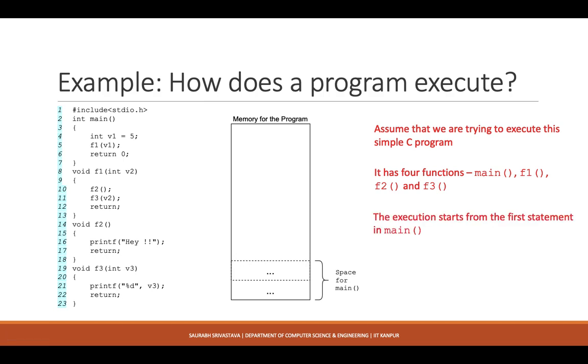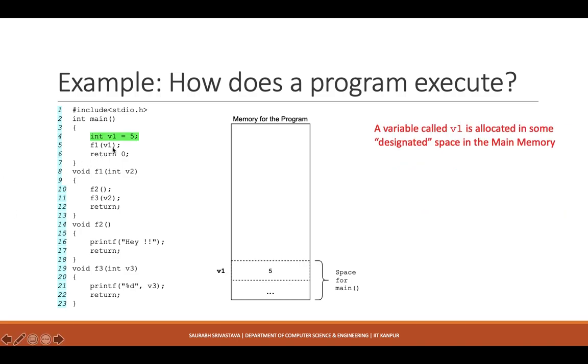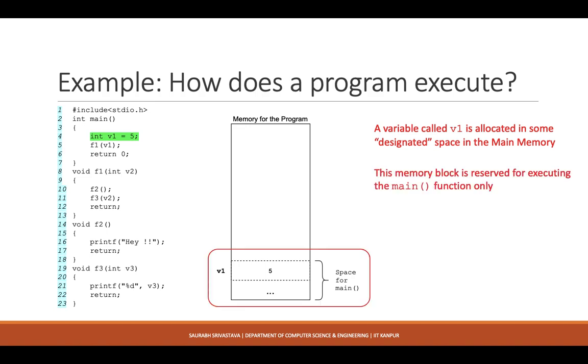We all know that execution starts from the first statement of the main function. So basically this is where it all starts. There is a local variable called v1, and it needs to be put somewhere in the memory. So what happens is that some designated space in the main memory is allocated for it. Now this space, wherever this v1 is getting allocated, is reserved for the functioning of the main function only. We have discussed this in brief last week, but basically the idea is that this whole memory block is just meant for variables and any other stuff that is related to the main function.